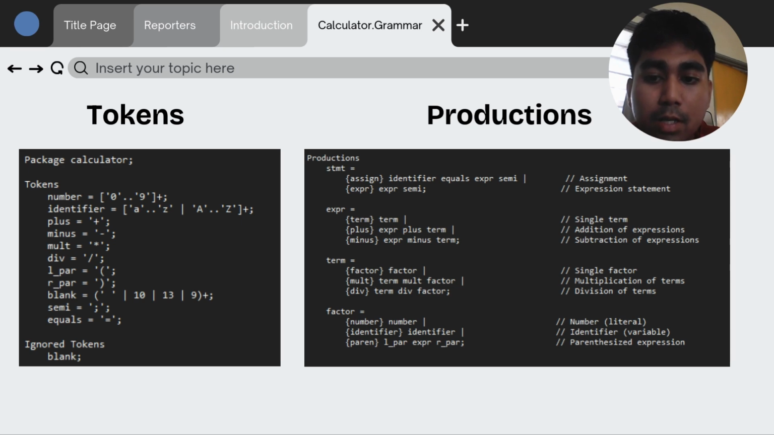And the next is result equals open bracket y minus 4 close bracket divide by 2. Tokenized as identifier, equals, lpar, identifier, minus, number, rpar, division, number, and semi. And it evaluates to result equals 6. So, in summary, we can conclude that this grammar is the foundation of our calculator. It defines how inputs are structured, interpreted, and executed. With it, we can build a mini project capable of handling complex mathematical expressions.